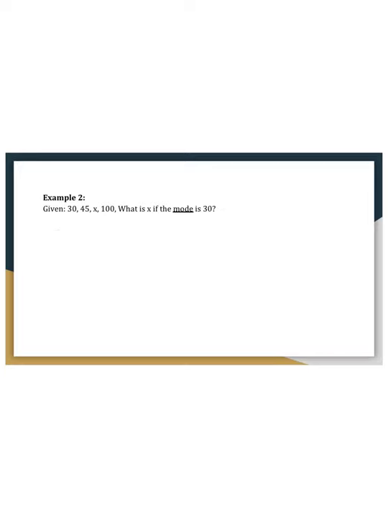And for our final example here, we want to know what x would have to be if the mode is 30. So if you look at our values, I have 30, 45, and 100, and then x is unknown. The 30, the 45, and the 100 all occur once, which means they occur the same amount. In order for my mode to be 30, that means 30 has to occur more often than the other numbers. So my 30 would have to occur more than the 45 and the 100, which means that this x is definitely going to have to be 30.